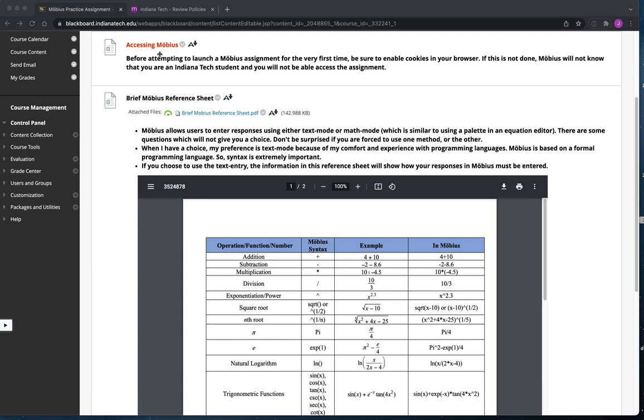Mobius is an external system, and there's a way the two systems communicate, and for that to work properly, you have to have cookies or tracking enabled. So that's what this is saying.